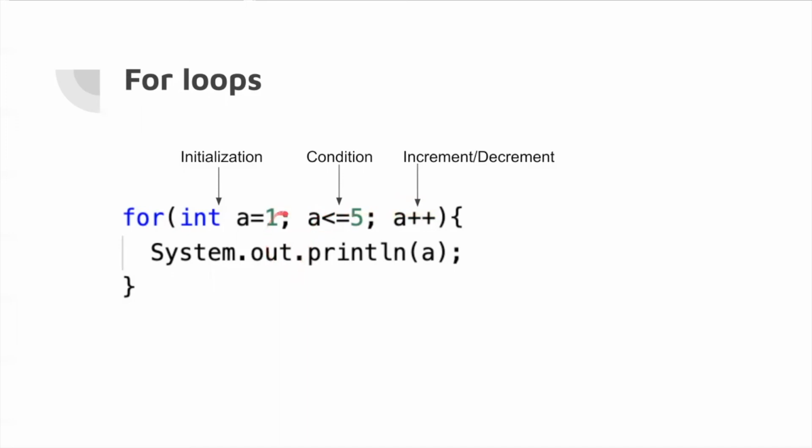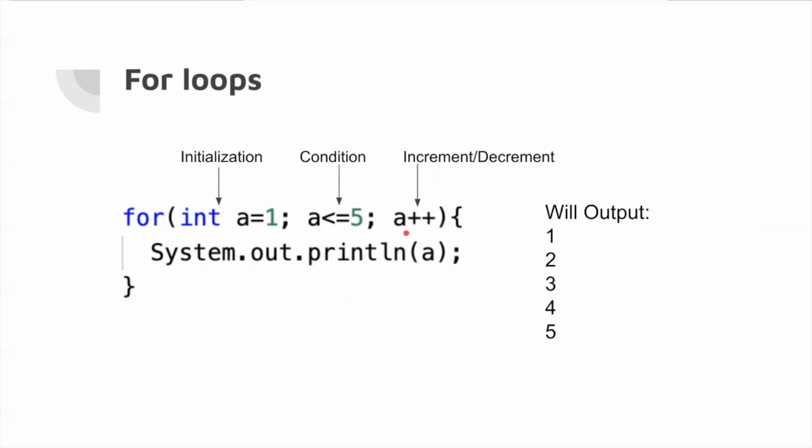So this code right over here, it will output 1, 2, 3, 4, and 5 on different lines because the first time it runs, a is equal to 1, and 1 is indeed less than or equal to 5. That's true. So it runs this code. It prints out a, which is 1. And then when it finishes, it performs this. So it increases a by 1. So a is now 2, and 2 is still less than or equal to 5. That's true. So it will run again. It will print out a again, and a is 2.